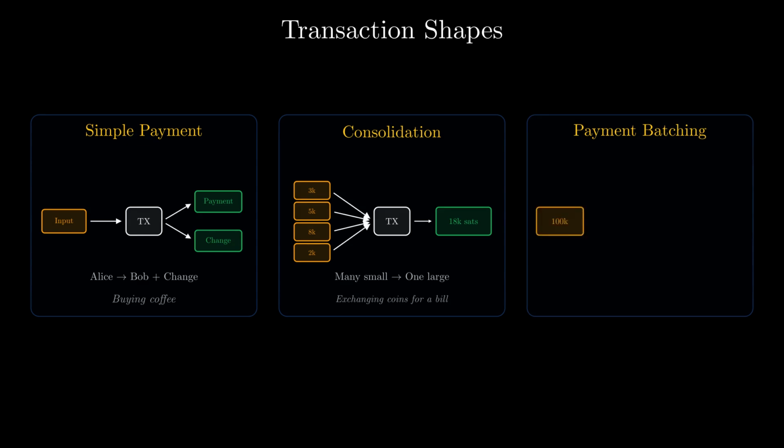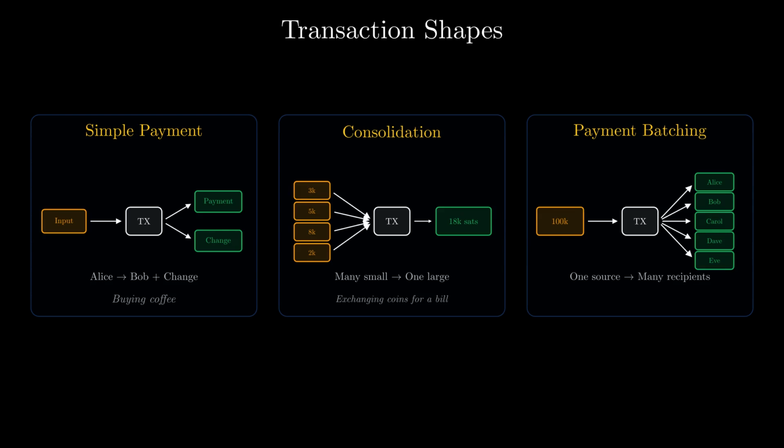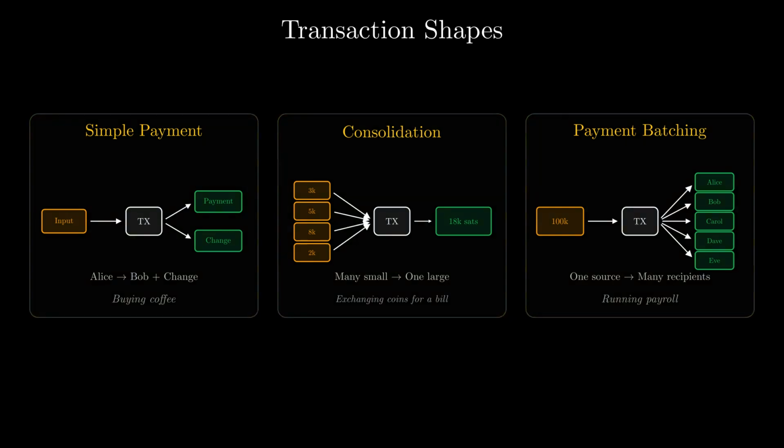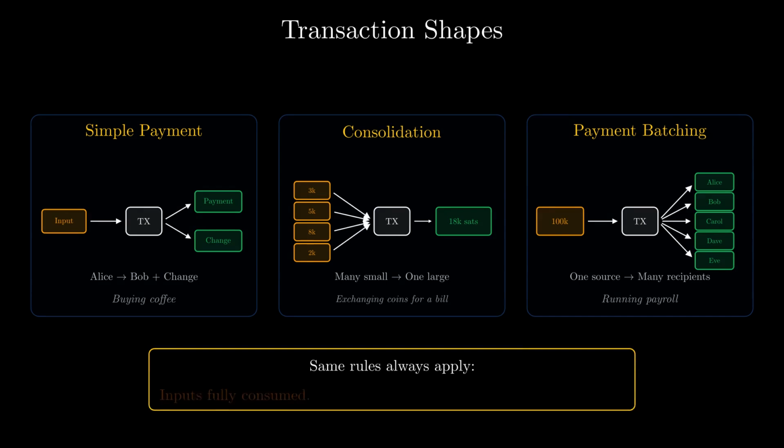Third, payment batching, 1 large input, many outputs. A cryptocurrency exchange processing withdrawals for hundreds of users packs them into a single transaction. 1 input funds dozens of outputs, each going to a different recipient. Payroll works the same way. 1 funding source, many employees paid simultaneously. Batching saves fees because a single transaction with many outputs costs far less than sending many individual transactions. 3 different shapes, same underlying rules. Inputs are fully consumed, outputs are explicitly created, and the difference is always the fee.